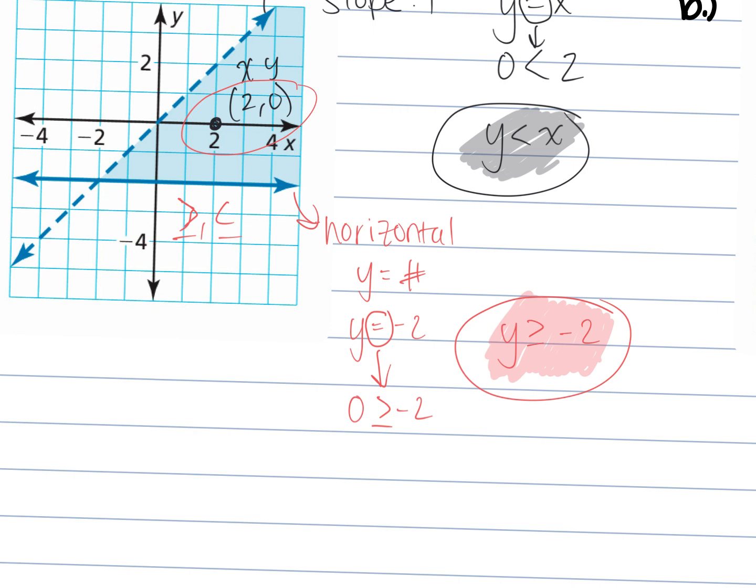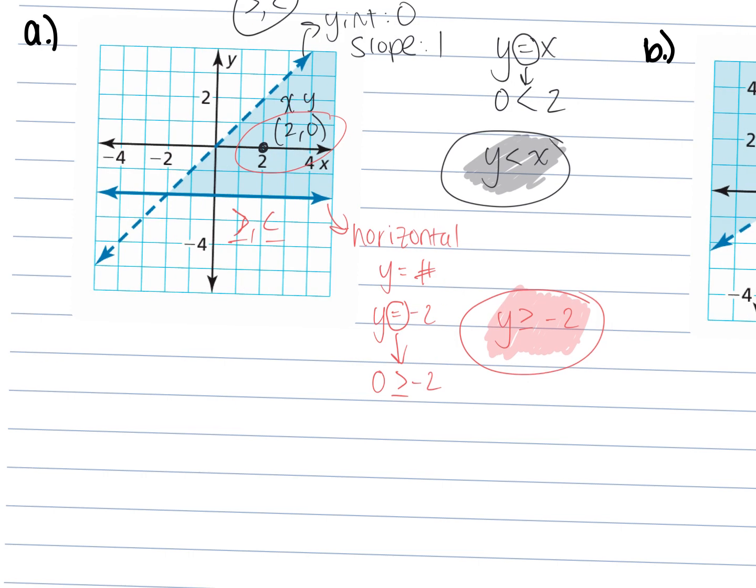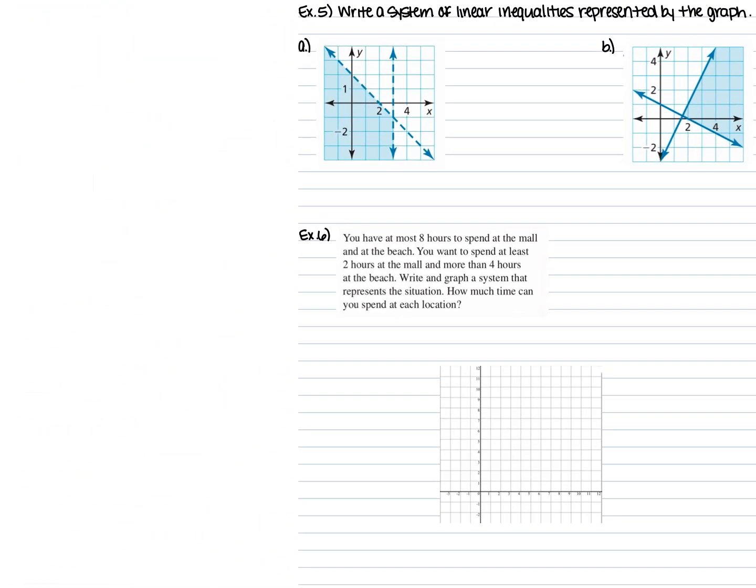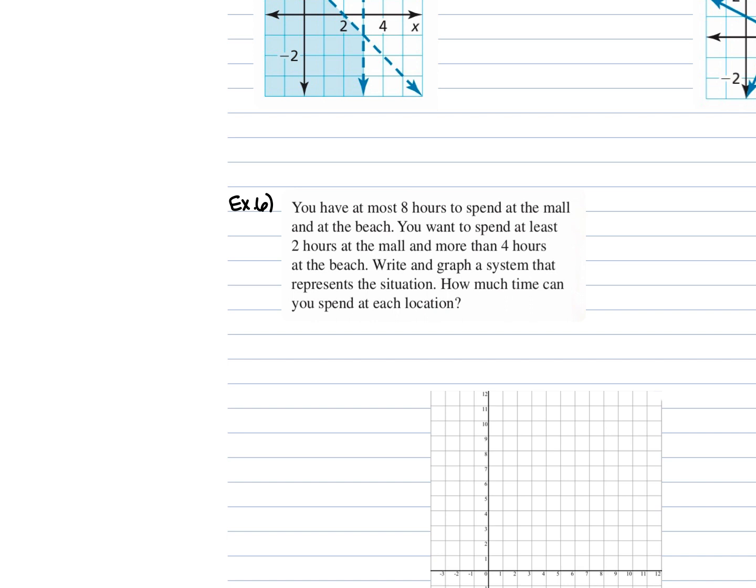Emma, how we doing? We're good? Ayana? Any questions? Okay. Guys, the last thing that we're going to do is that word problem, okay? You have at most 8 hours to spend at the mall and at the beach. You want to spend at least 2 hours at the mall and more than 4 hours at the beach. Write and graph, cross out and graph. We're not going to graph it. We're just going to write a system that represents the situation. Remember, a system is how many inequalities? 2 or more, okay? So let's see what system we can come up with for this scenario.